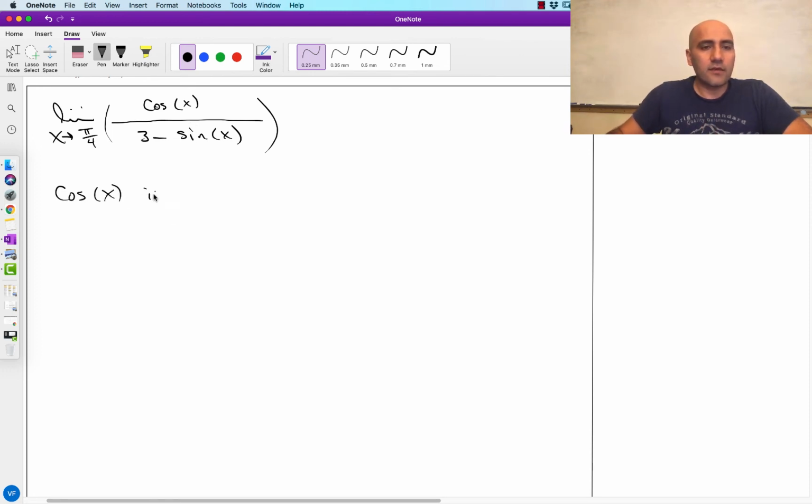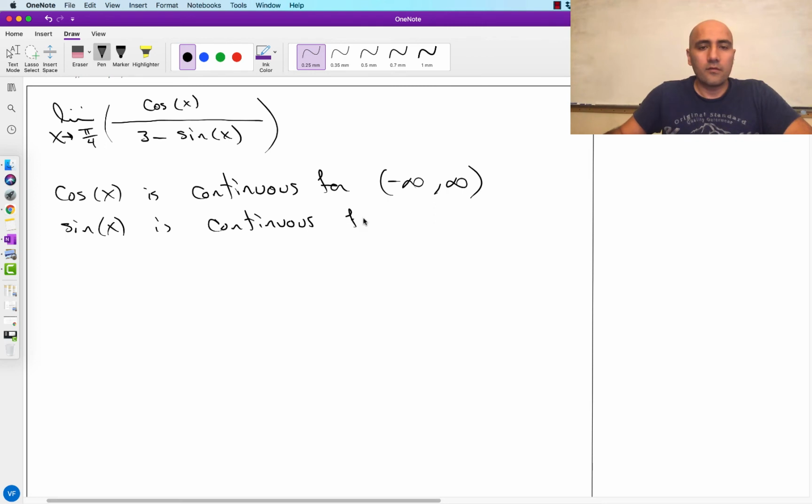Cosine x is continuous for negative infinity to infinity, all real numbers, and so is sine. Sine of x is continuous for negative infinity to positive infinity. Good. And we know that the only way that this rational function could cause a problem is if we end up with a zero in the denominator.